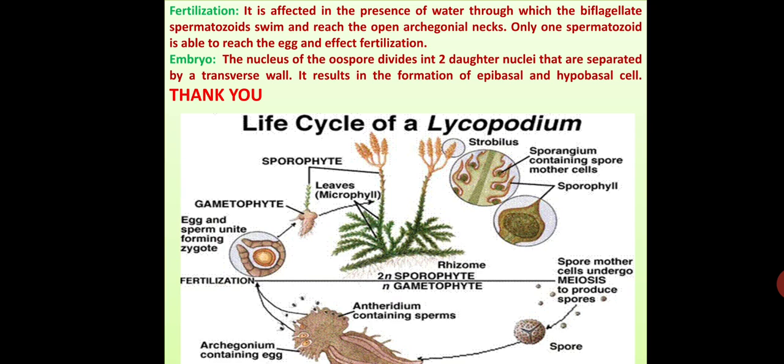Lastly, we discuss fertilization. It is effected in the presence of water, through which the biflagellate spermatozoids swim and reach the open archegonial neck. Only one spermatozoid is able to reach the egg and effect fertilization. Then the embryo: the nucleus of the oospore divides into two daughter nuclei that are separated by a transverse wall. This results in the formation of epibasal and hypobasal cells, and then further division produces the embryo.